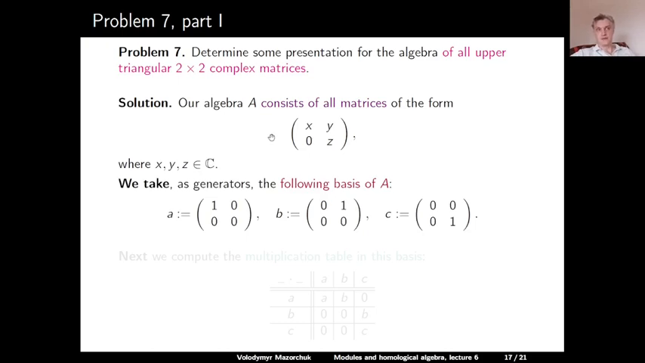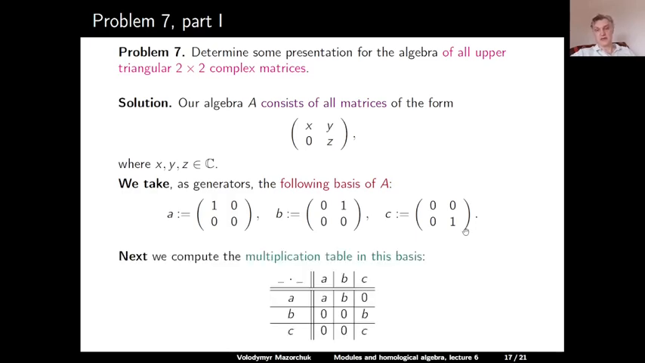It's generated obviously by any basis of this algebra, so let's take the following basis. The matrix A is 1, 0, 0, 0, the matrix B is 0, 1, 0, 0, and the matrix C is 0, 0, 0, 1. In this basis, we can compute the multiplication table. So A squared is A, AB is equal to B, AC is equal to 0, BA is 0, B squared is 0, BC is B, and then CA is 0, CB is 0, and C squared is C. So that's a complete multiplication table in this basis.